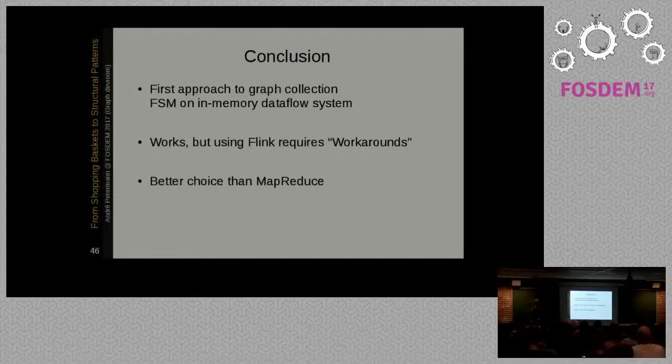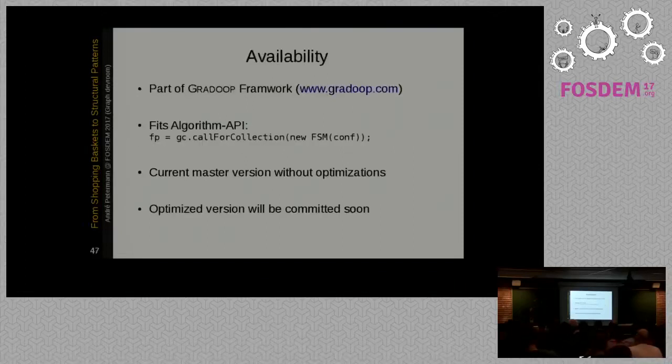It works. But using Flink requires some workarounds, as you have seen. And we think it's a much better choice than MapReduce, because in each iteration you have to update 3 data sets. For MapReduce, you also need workarounds to solve these problems, but these MapReduce workarounds are by far more expensive than the workarounds you need for the Apache Flink-based approach. And it's part of the Hadoop framework, this distributed framework for graph processing. It fits its algorithm API.